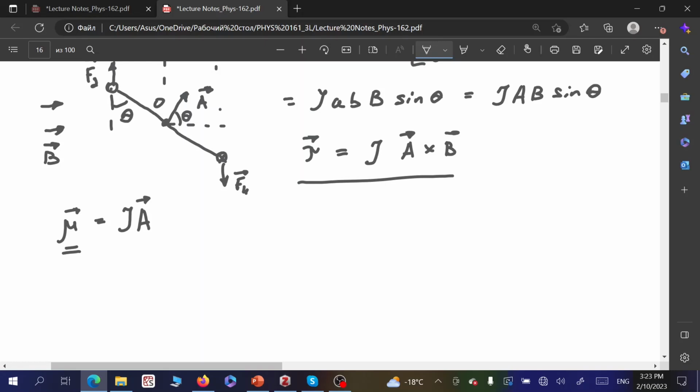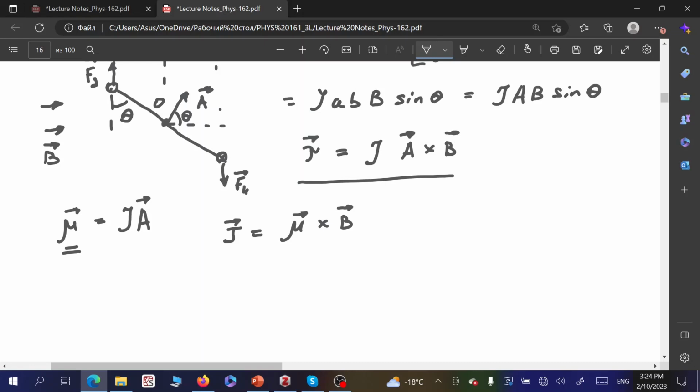So now when we introduce this magnetic dipole, we can express the torque exerted on a closed loop in uniform magnetic field as the magnetic dipole cross product with the magnetic field. So that's quite a simple form in which we can express this torque. If we have some torque exerted on a closed current loop in uniform magnetic field, that means we can use it for some practical application.